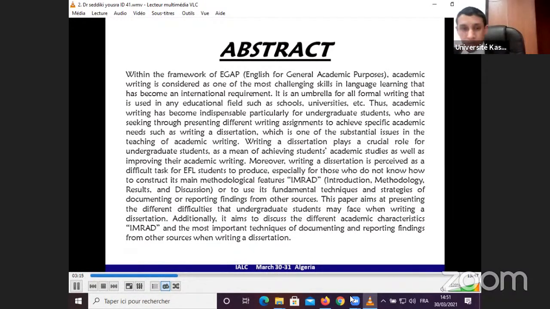such as summarizing, paraphrasing, quoting, using tables, figures, graphs, in order to avoid plagiarism and to add credibility and validity to your academic work. This paper aims at presenting the different difficulties that undergraduate EFL students may face when writing a dissertation. Additionally, it aims to discuss the different academic characteristics and the most important techniques of documenting and reporting findings from other sources when writing a dissertation.